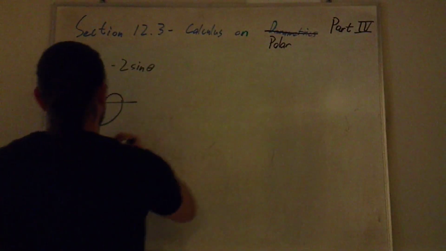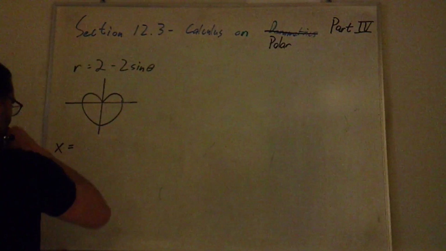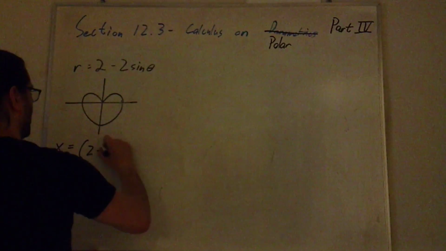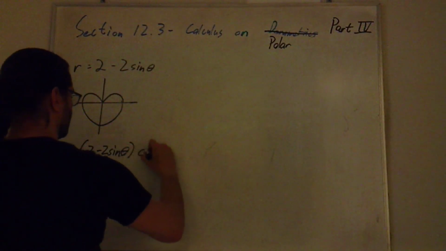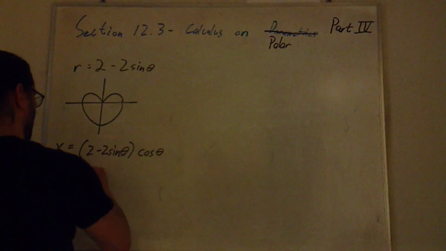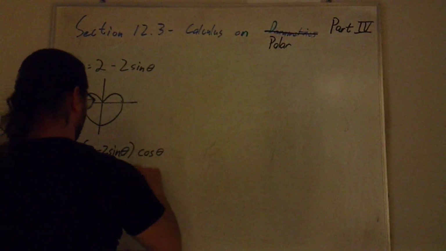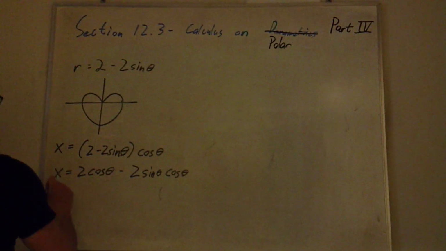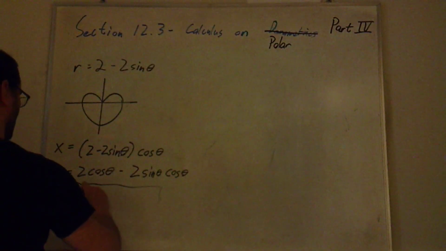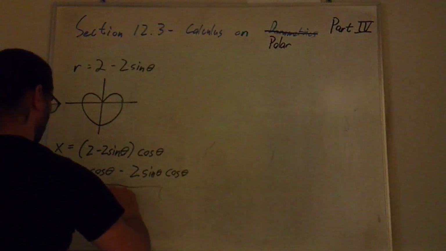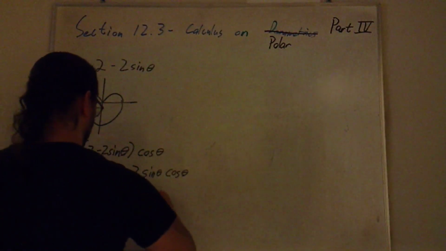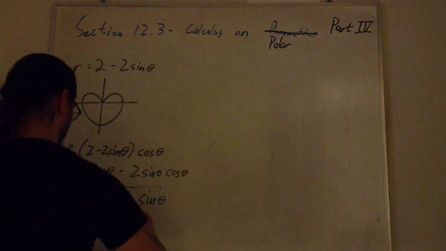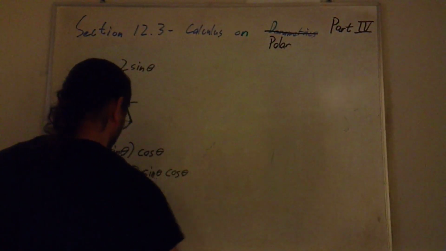First, I need x's and y's. X is r cosine theta, so that's 2 minus 2 sine theta times the cosine theta, which I can simplify into 2 cosine theta minus 2 sine theta cosine theta. That's my x value. Y equals r times the sine of theta. So this is 2 sine theta minus 2 sine squared theta.